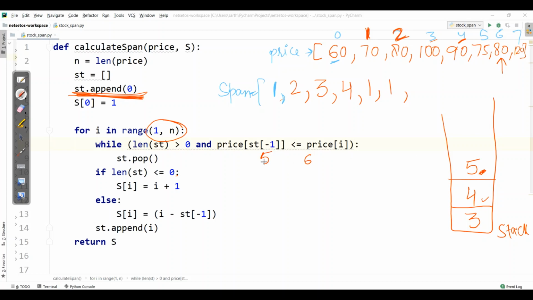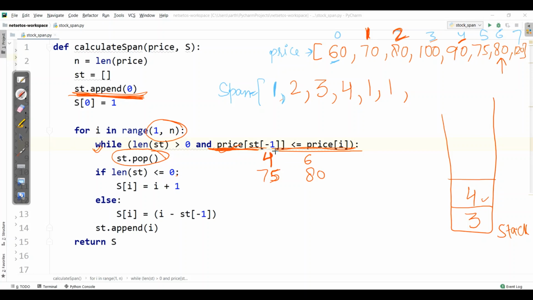Price of fifth index is 75. Is 75 greater than 80? No. Here it is following this condition. So the value from the stack will be popped out. The fifth index will be popped out. Now, as it is a while loop, stack top is now 4.